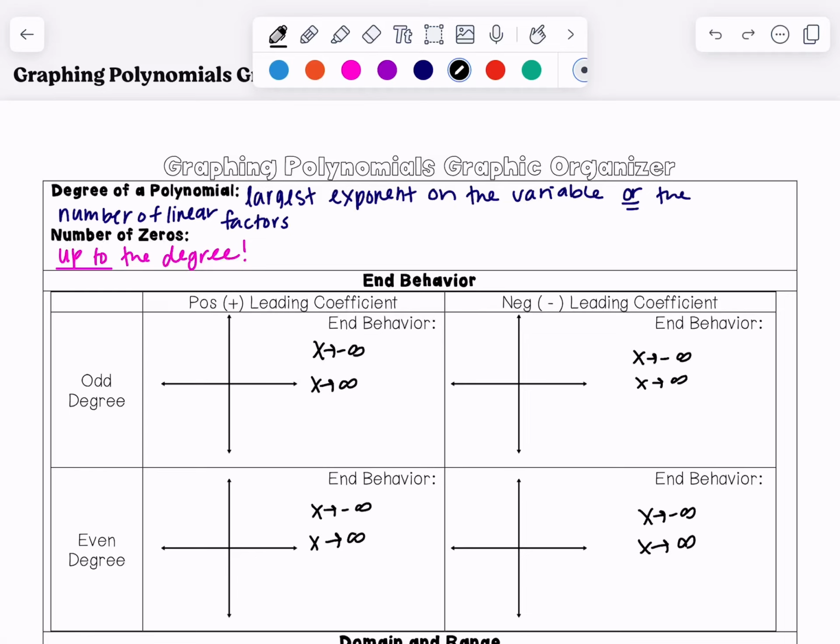To start us off, we're going to go over some basic notes, which are really going over the key features of a polynomial function. If we can understand what the key features are and how they relate to the equation, we can then use those in order to graph. So this is kind of that middle step there.